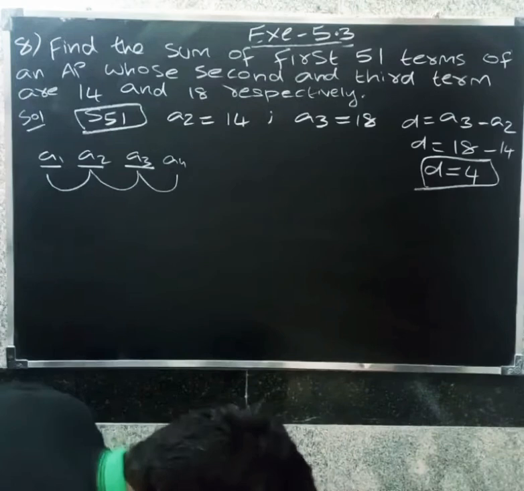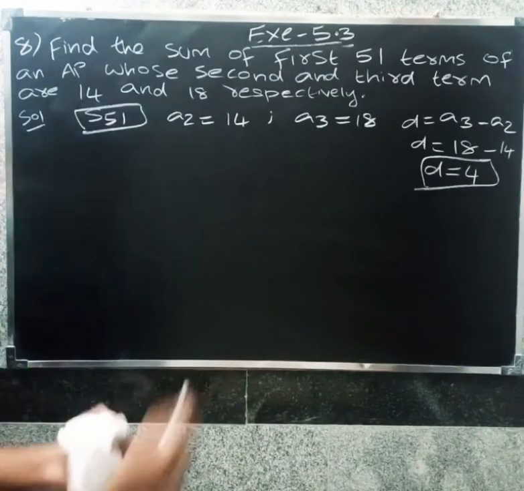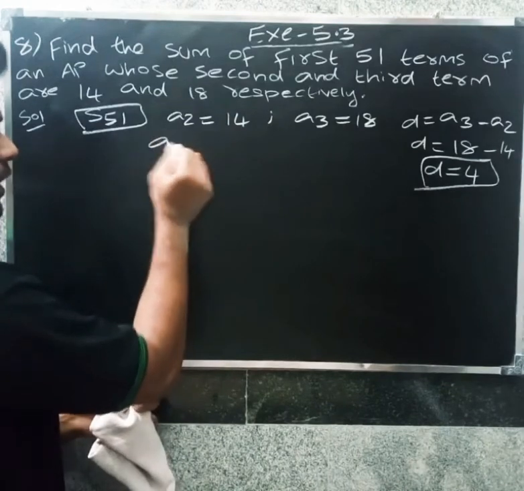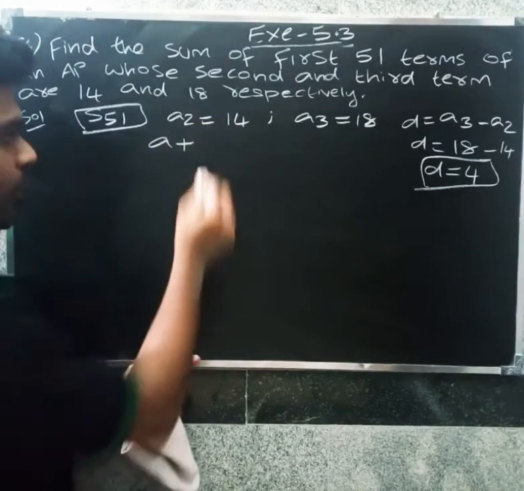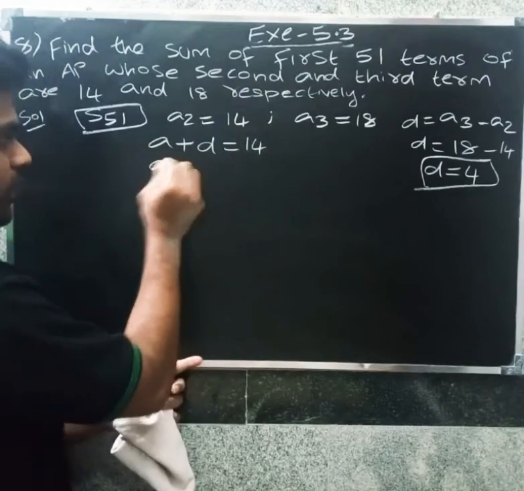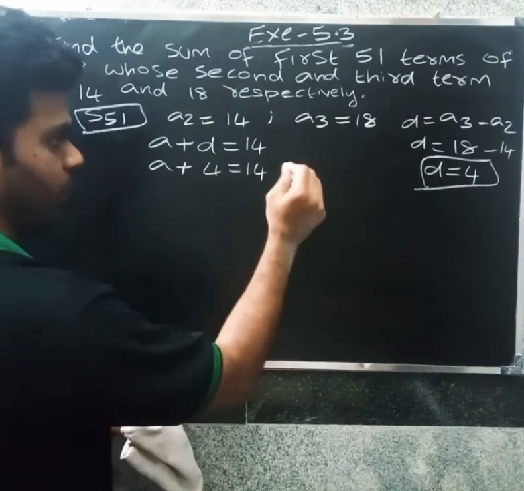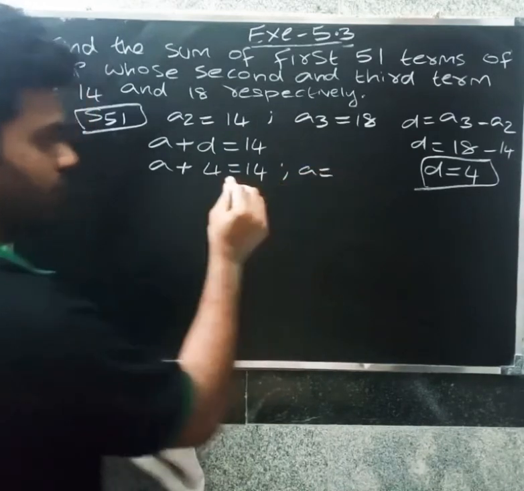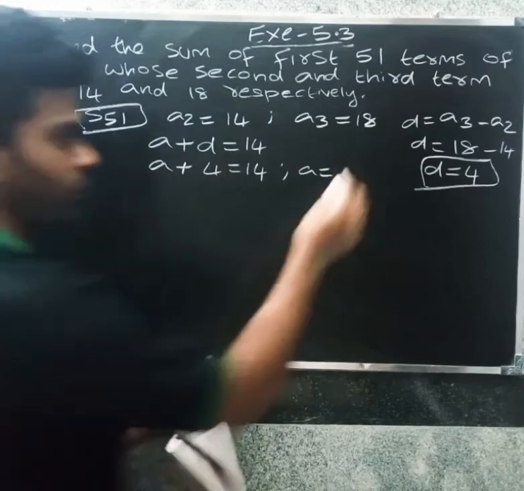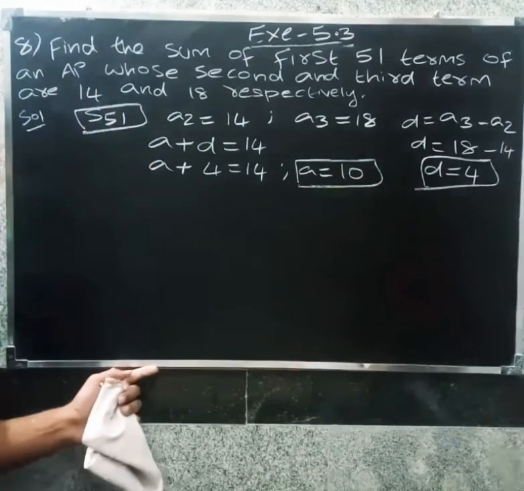Okay. So next, A2 equal to 14. So using a plus n minus 1 into d, that is a plus 2 minus 1 into d equal to 14. The value of d is 4, so a plus 4 equal to 14. So a equal to 14 minus 4, so a equal to 10 and d equal to 4.